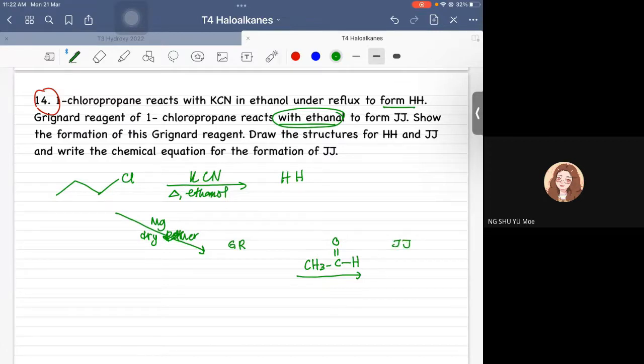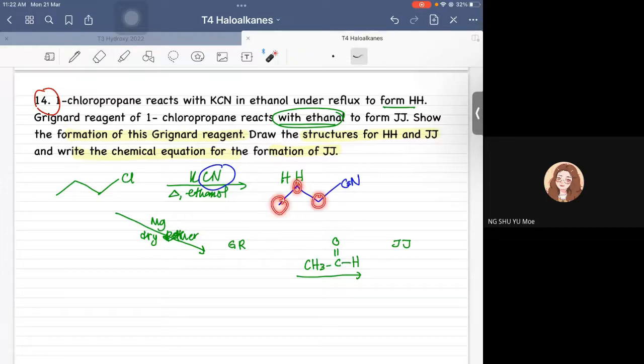Show the formation of this Grignard reagent. Draw the structure of HH and JJ and write the chemical equation for the formation of JJ. Okay, dekat sini kita buatlah macam biasa. HH adalah berapa karbon? 3 karbon kan. So Cl dah ganti dengan CN minus. So sini C triple bond N. Okay, the number of carbon remain the same.